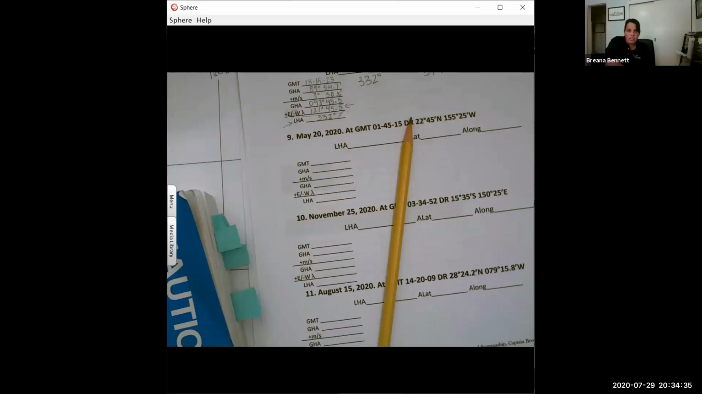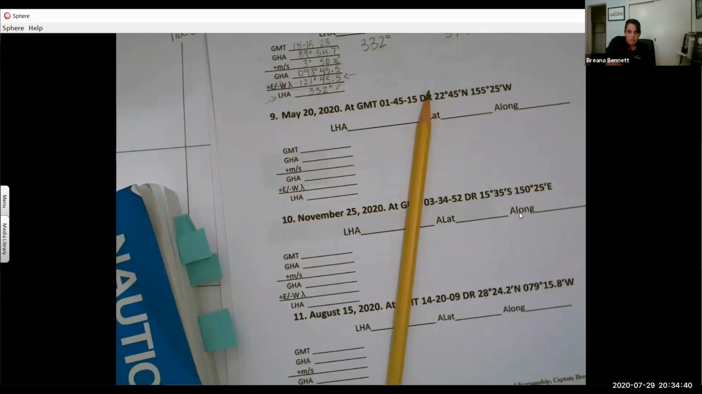Are you guys seeing like a split screen? Okay, whoa. Okay, now you guys can see the document camera, right?